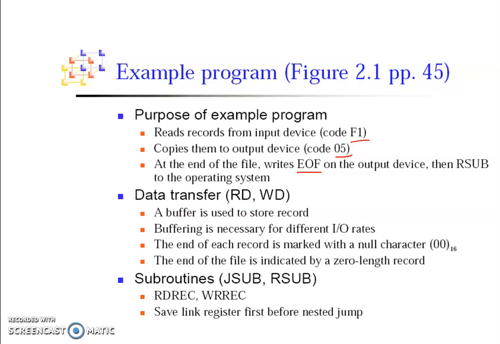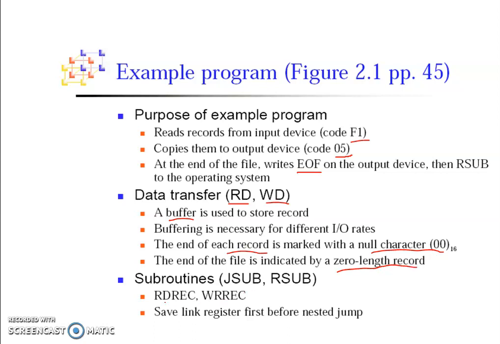Then we make use of some data transfer operations, RD and WD, read data and write data. A buffer is used to store the record, and from the buffer it will be given to the output device. The end of each record is marked with a null character, 00 in hexadecimal form, and end of file is indicated by a zero length record.